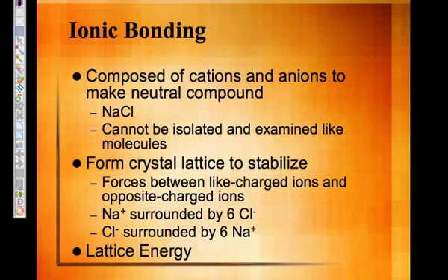So we've talked about what an ionic bond is. It's because we have a cation and an anion, and when the positive and negative are close to each other, they're bonded together. So when they have equal numbers of cations and anions in a compound, that makes it neutral. So sodium chloride is an example. You can't really isolate it and examine it like a molecule, so you can't isolate just one sodium and chlorine bonded together because they make up this crystal lattice, it's called.